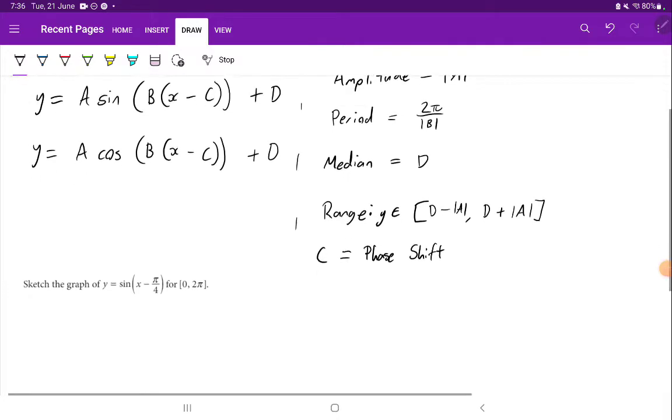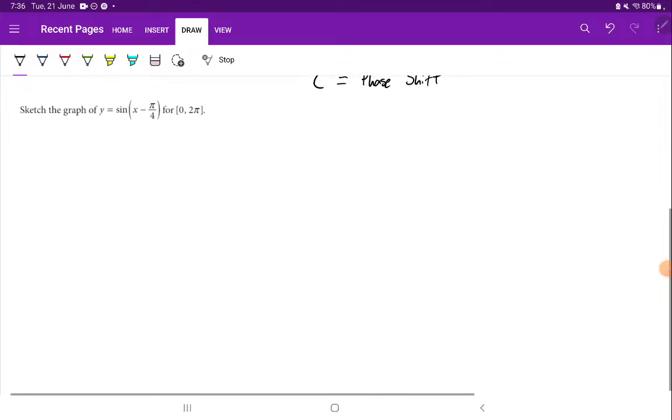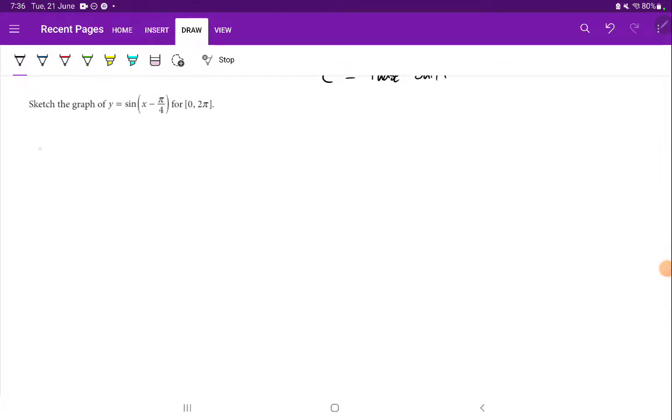Alrighty, so we've got one function and we want to sketch it. So let's first identify our different values. So a is equal to 1, b is also equal to 1, c is equal to pi on 4. Notice we switched the sign for pi on 4. And d is equal to 0. So this kind of sets out our values, and now we can work out the important features.